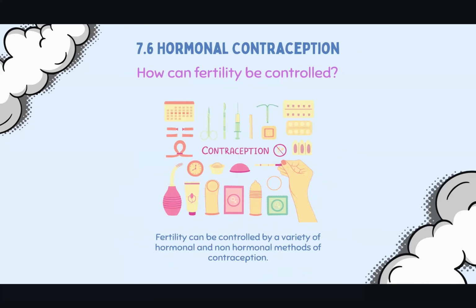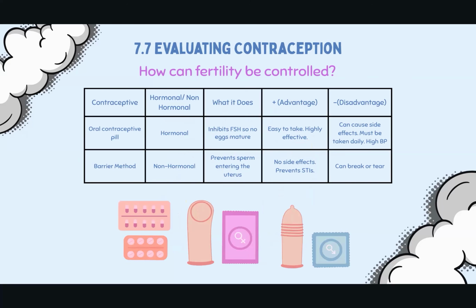Okay, so how can fertility be controlled? Again, this is something that can easily be turned into a 6-mark question, so make sure you know your differences. An oral contraceptive pill is hormonal. It contains progesterone and sometimes estrogen. That stops FSH, so that way the eggs don't mature. The advantage is it's easy to take. It's highly effective. It definitely stops pregnancies, but it can cause side effects and it has to be taken daily. It can lead to high blood pressure. It will not prevent sexually transmitted infections because it's not a barrier to the sexual fluids.